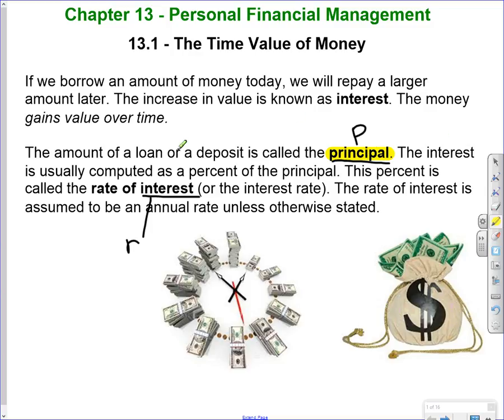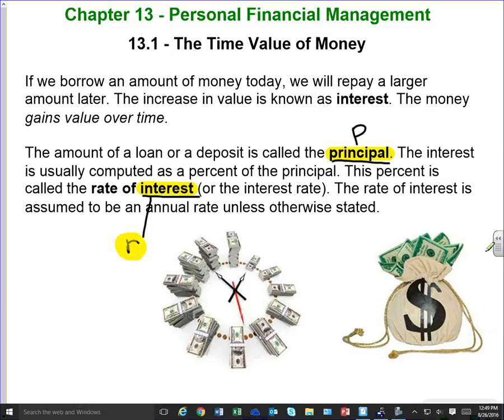Either of those could be the principal that we're talking about. The interest is usually computed as a percent of the principal. This percent is called the rate of interest or the interest rate. And this is going to be represented by a lowercase r. The rate of interest is assumed to be an annual rate unless otherwise stated. All right, so let's move on. Those are just some important terms we'll need to know before we actually get into some of our formulas.